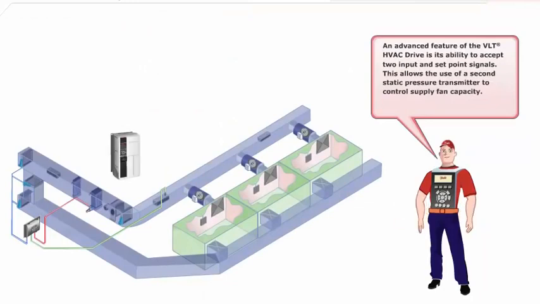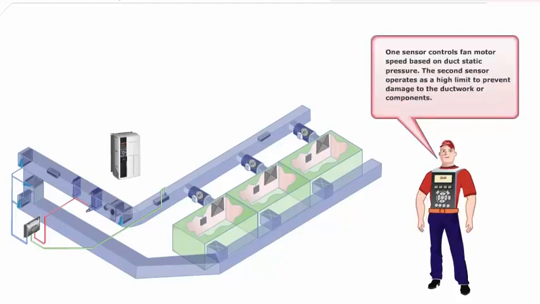An advanced feature of the VLT HVAC drive is its ability to accept 2 input and set point signals. This allows the use of a second static pressure transmitter to control supply fan capacity. One sensor controls fan motor speed based on duct static pressure. The second sensor operates as a high limit to prevent damage to the ductwork or components.